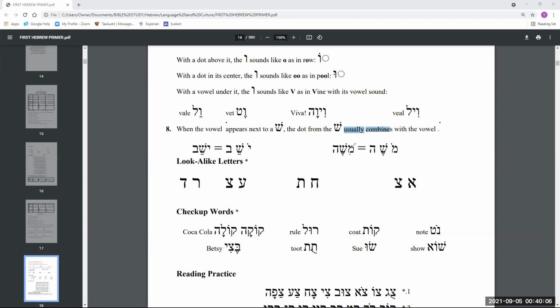So in this example, let me clear that. In this example, since this mem doesn't have a vowel, in the construct consonant, vowel, consonant, vowel, consonant. All right. I hope that was clear. So in this instance, that consonant, since it doesn't have a vowel point, is going to take that vowel point from the shin, usually. So in this example, it's Moshe, because it's taking that vowel point. All right.